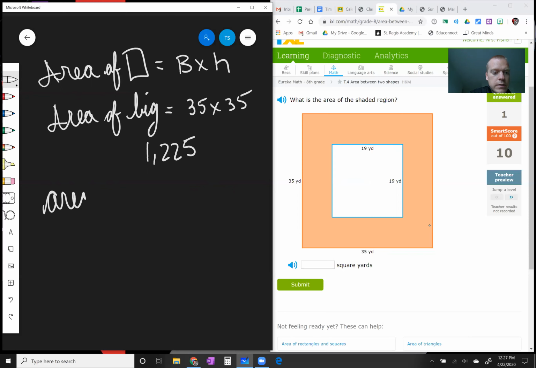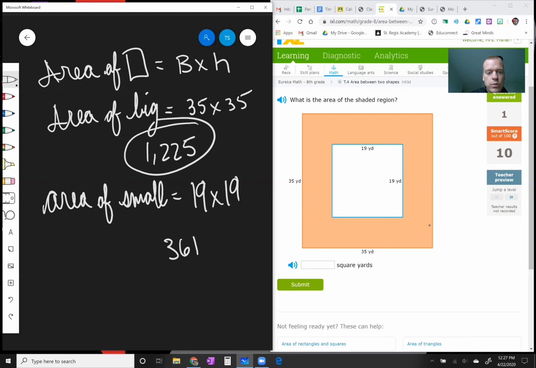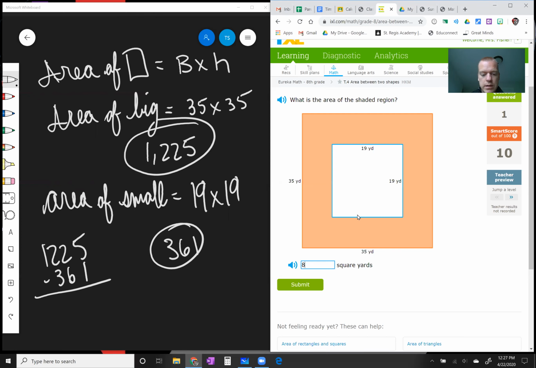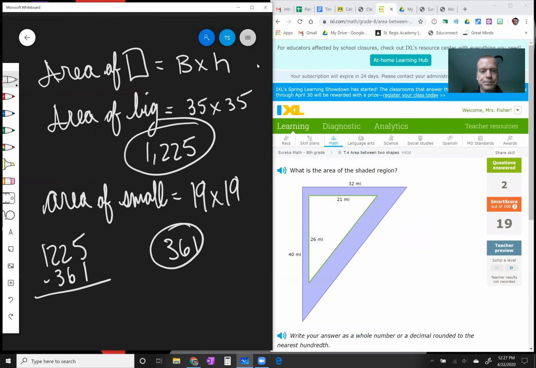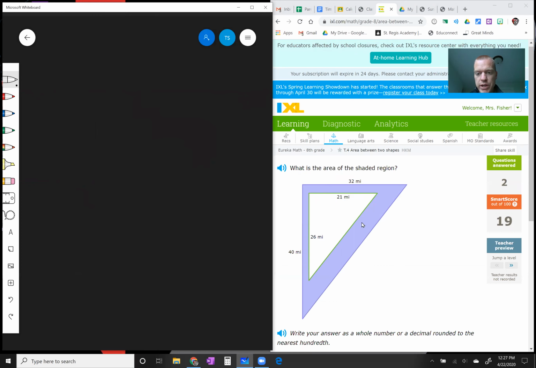Okay, now let's find the area of the small square, just 19 times 19. So area of small is 19 times 19. 19 times 19 is 361. And now we just got to subtract 361 from 1,225. So 1,225 minus 361, and you get 864. So 864 is going to be the area of the shaded region, right? Okay. Let's move on to triangles.